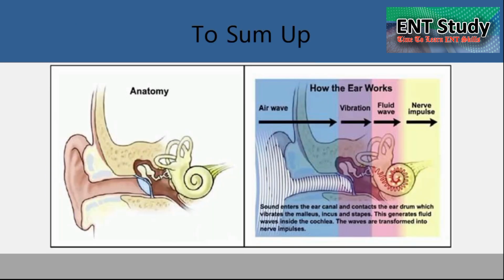To sum up, sounds coming from the environment funnel into the external auditory canal and hit the tympanic membrane, then transfer through the ossicular chain to the footplate of the stapes, which pushes against the fluid of the inner ear, causing the formation of traveling waves, and these waves are transformed into nerve impulses.